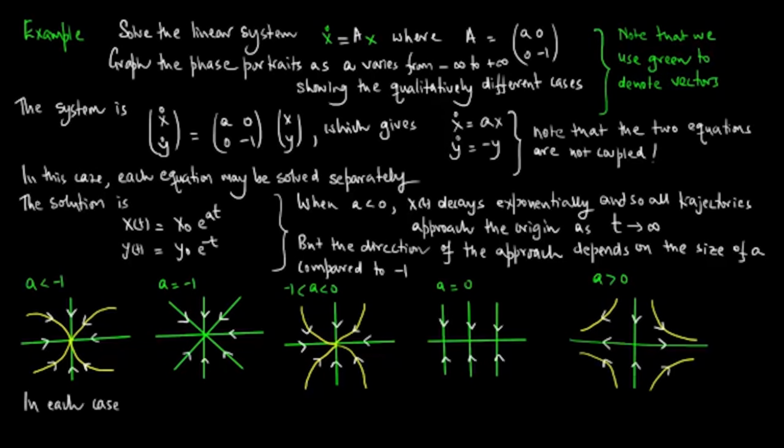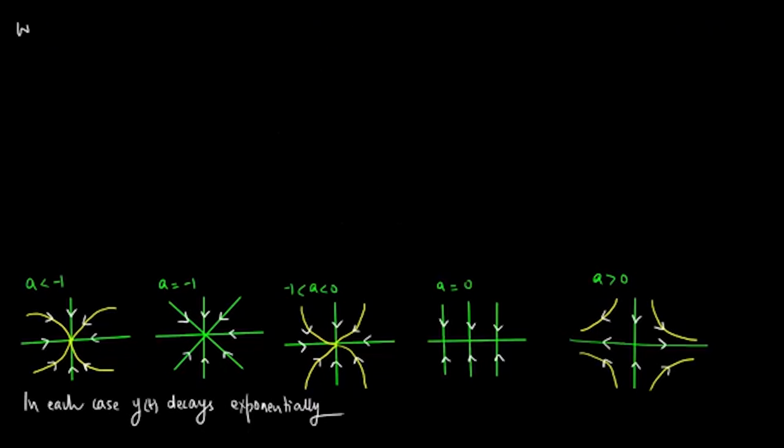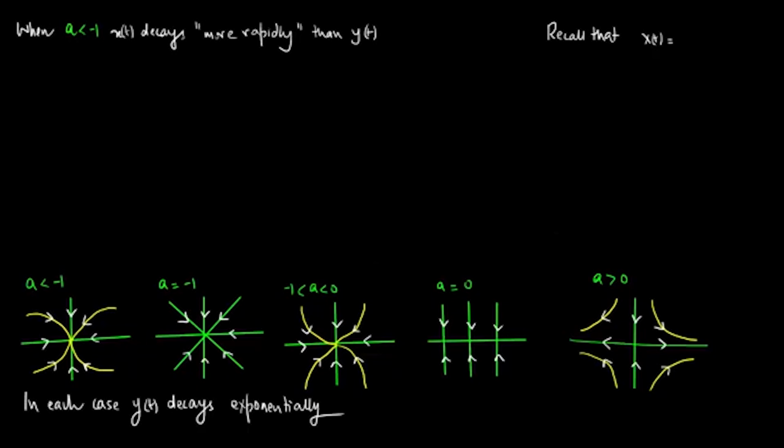In each case, y of t actually decays exponentially. When a is less than minus 1, x of t decays more rapidly than y of t. Recall that x of t is x naught e to the at, and y of t is y naught e to the minus t. The fixed point x star is equal to 0 is called a stable node.